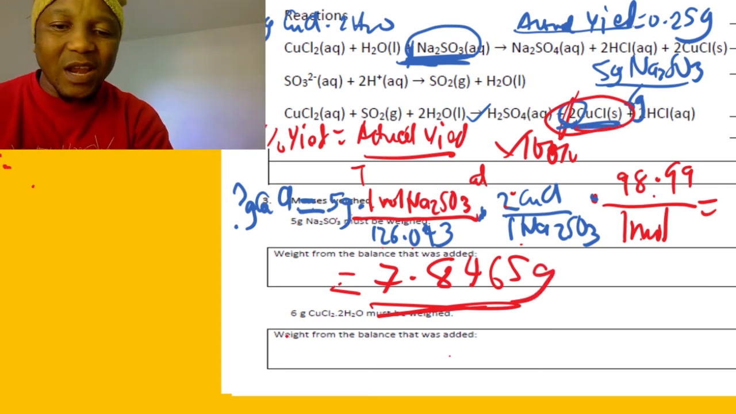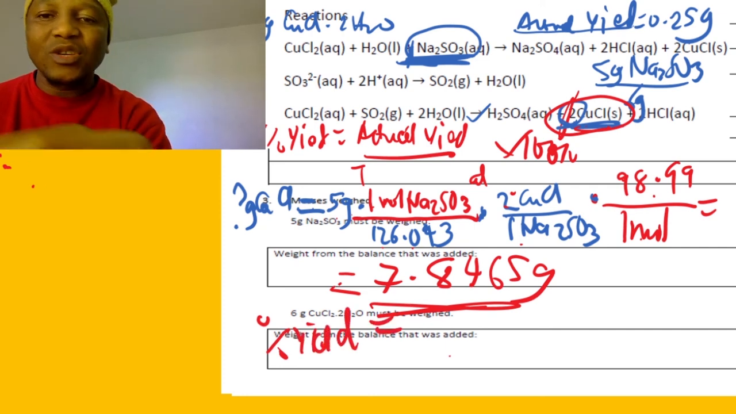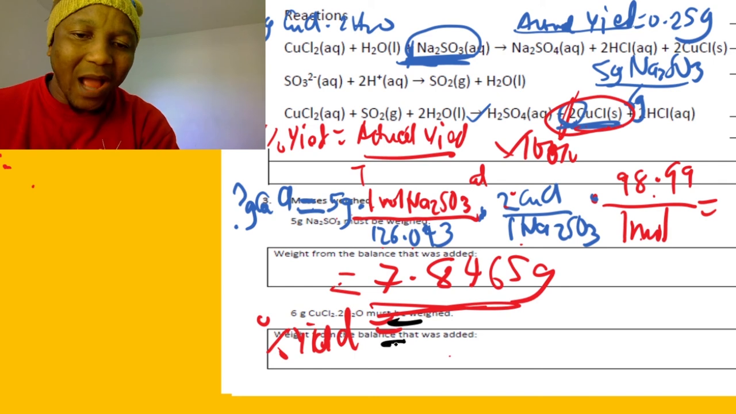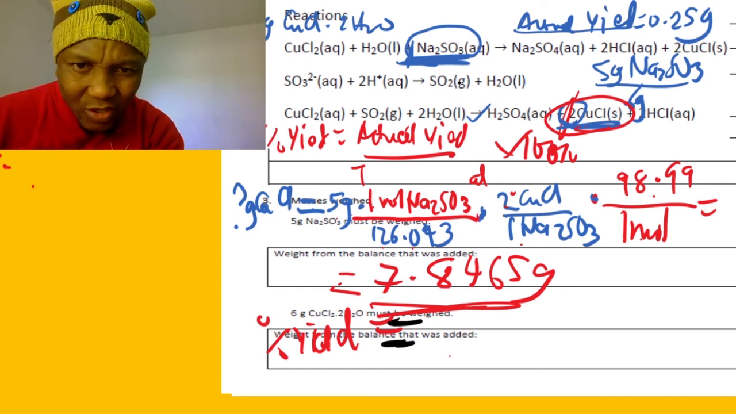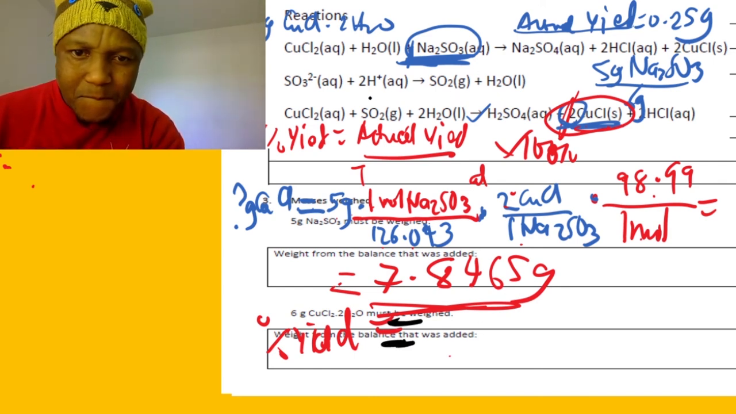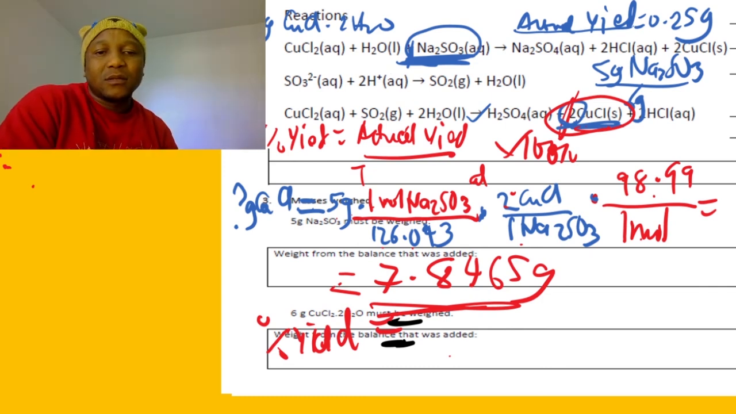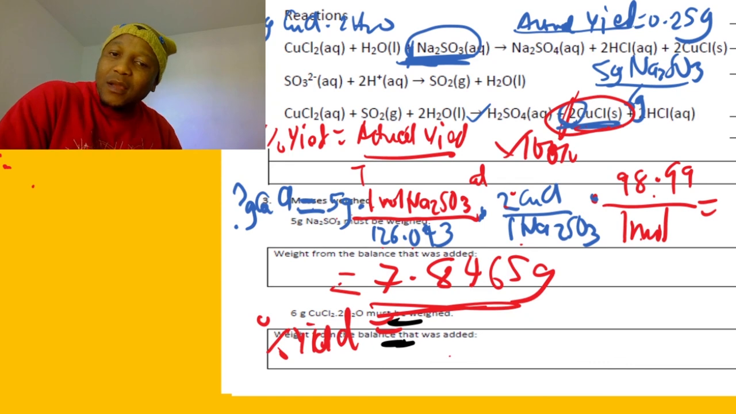So let's finalize. We're going to say now percentage yield equals the actual yield. What is the actual yield we got? Our actual yield is what you got when you're doing the experiment there in a laboratory. You see what I'm saying?